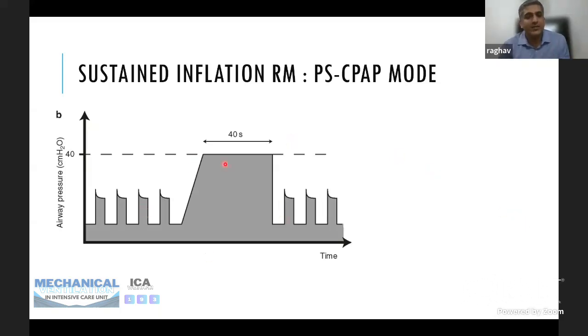Most commonly, it is very easy to give. Set the patient on pressure support CPAP mode, decrease the pressure support above PEEP to 0, and then increase the PEEP to 40, for example, for 40 seconds, and then go back to your usual mode. By this you can give a recruitment maneuver. What is the advantage? It will open the collapsed alveoli, and this recruitment will then be maintained with a PEEP.